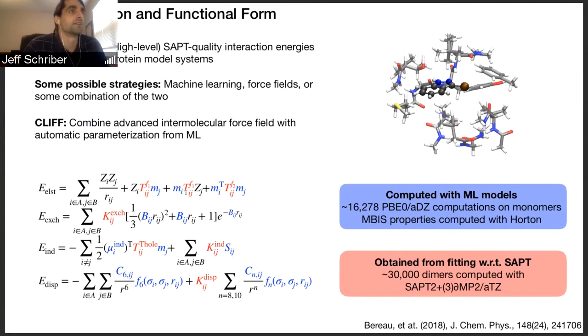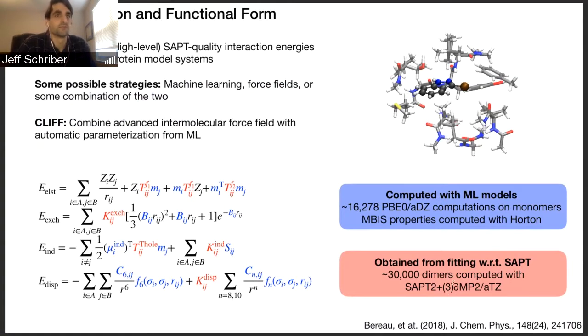The terms in red are obtained in a more traditional way in terms of force field fitting, where we just fit to reference energies. And for these, we have all SAPT energies. This is SAPT2 plus paren3, delta MP2. This is what we call SAPT gold.